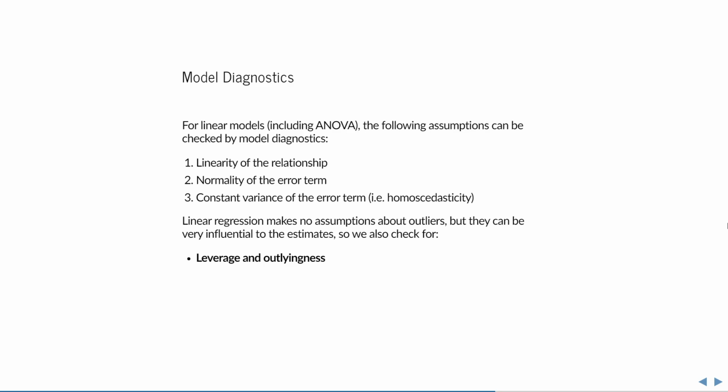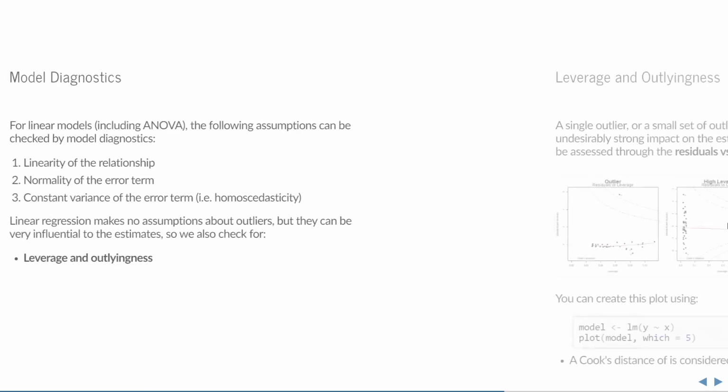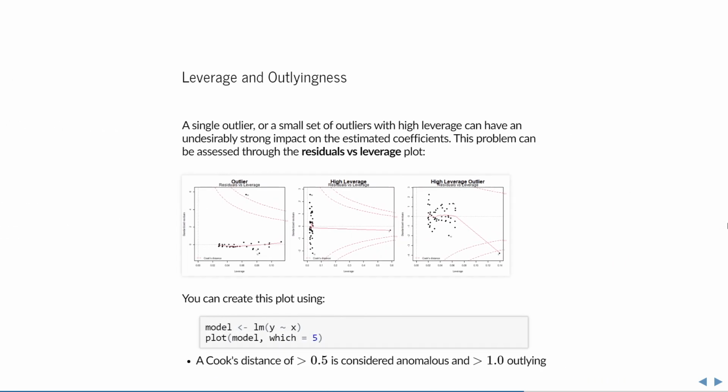Lastly, let's discuss leverage and outlyingness, which can have a very large influence on the coefficients. If you have a single outlier or a small set of observations that are very far away from the rest of the data, or that have an outlying value in one of the explanatory variables, then that can have an undesirably strong impact on the estimated coefficients. You can very simply assess this through the residuals versus leverage plot. It shows a dashed line, which is the Cook's distance, the first of which is the border of a half, and the second of which is the border of 1. What you simply want to look for is whether any of the observations fall beyond these borders.